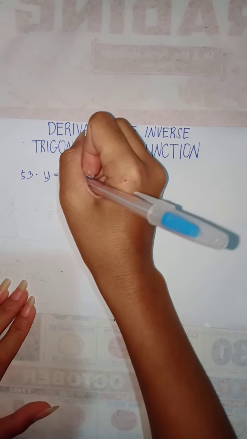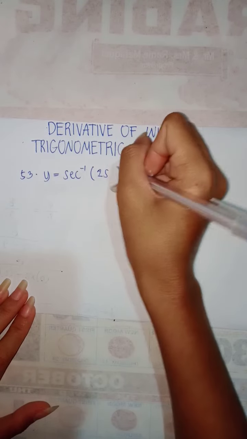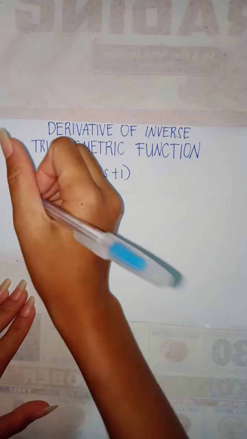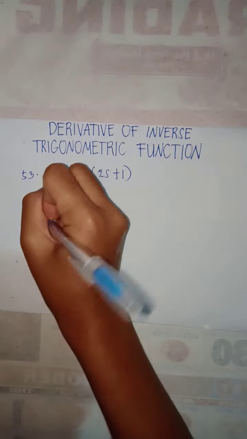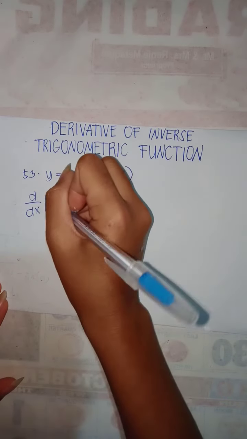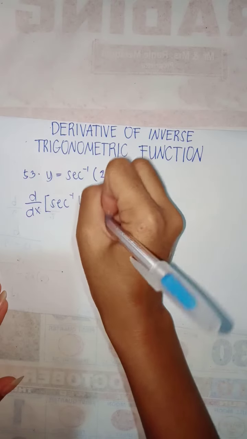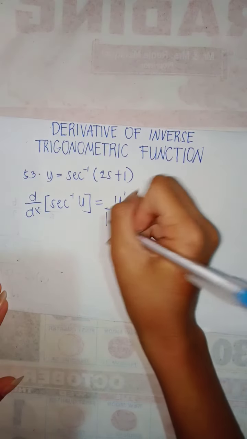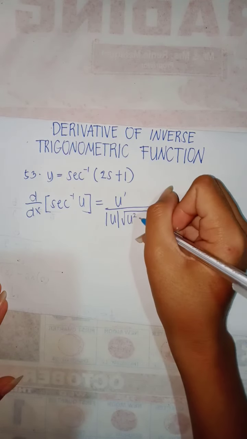Y is equal to the arc secant of 2s plus 1. To find the derivative of this, we're going to use d over dx times arc secant of u equals u prime over the absolute value of u times the square root of u squared minus 1.